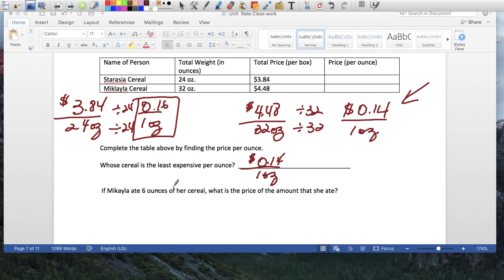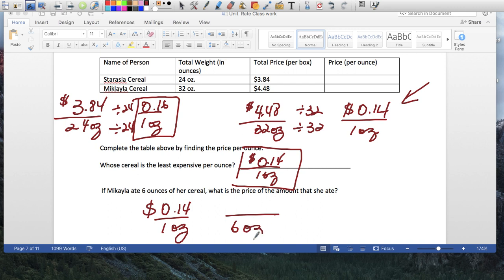Now the second part says, if Michaela ate 6 ounces of cereal, how much is she going to pay? Let's use our unit rate, which is 0.14 over 1 ounce. The question says, what if it's 6 ounces? So it's times 6, because 1 times 6 is 6, and on top it's times 6. 0.14 times 6 is 84 cents. That's how much she would pay to eat 6 ounces of cereal.